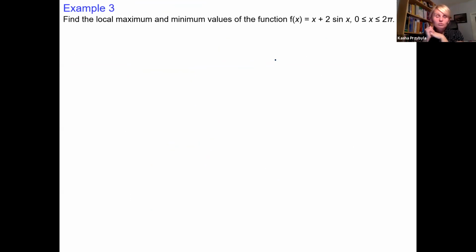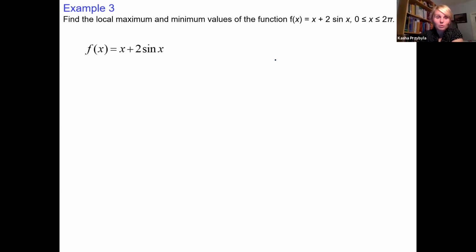Okay, let's do this question because this asks for the local extreme values, but it's a trigonometric function. Let's see if we can manage. We will follow the same algorithm. Find the local maximum and minimum value of the function x plus 2 sine of x, just between 0 and 2 pi, because it's a periodic function and we don't want to repeat the values.